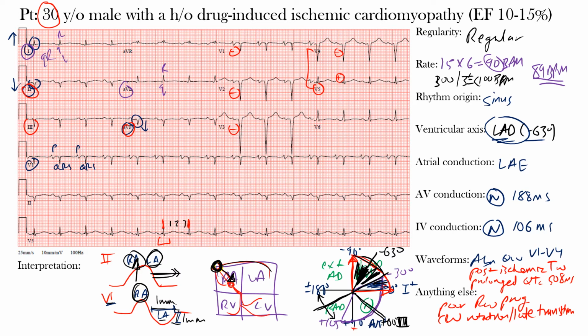Okay, and you can see these small R waves and these deep S waves. Okay, we call these RS complexes. So having this leftward axis deviation, the QR complexes in leads 1 and AVL, and these RS complexes in 2, 3, and AVF, this suggests left anterior fascicular block. Okay, so we'll add that here, left anterior fascicular block.